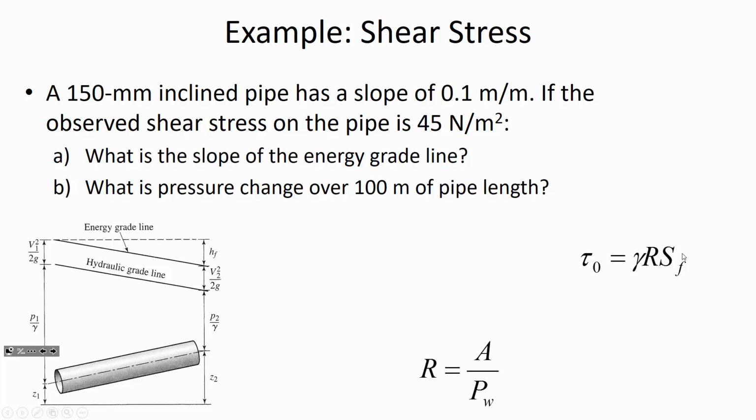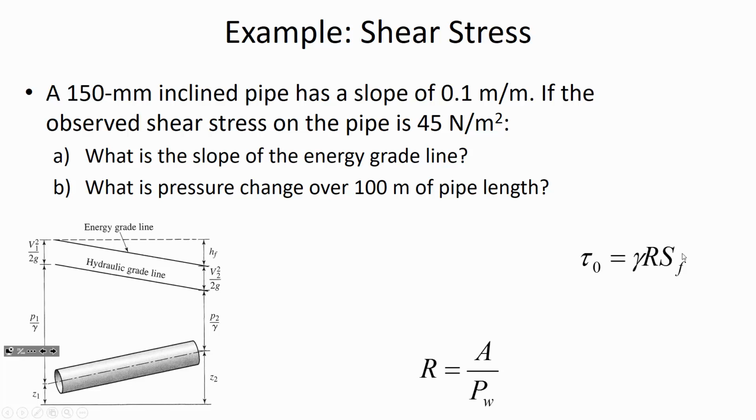So that is V1 squared divided by 2g plus Z1 plus P1 divided by gamma is equal to V2 squared divided by 2g plus Z2 plus P2 divided by gamma plus H sub f. That's really like a quick and dirty version of it, where we're ignoring the kinetic energy correction factor. We don't have a pump. We don't have a turbine. It's just energy losses. All right, so in part A, calculate S sub f.